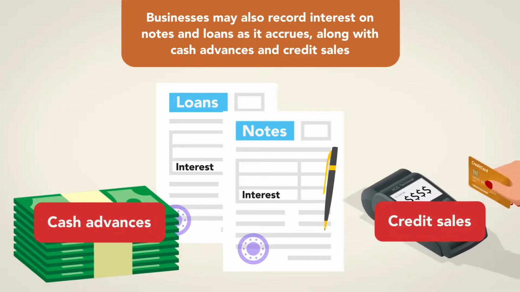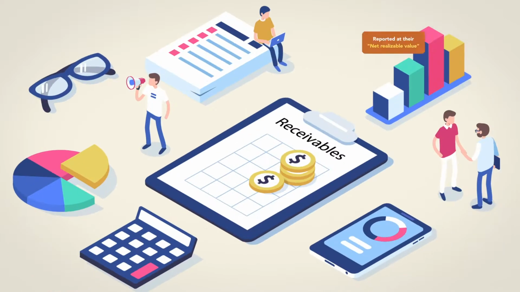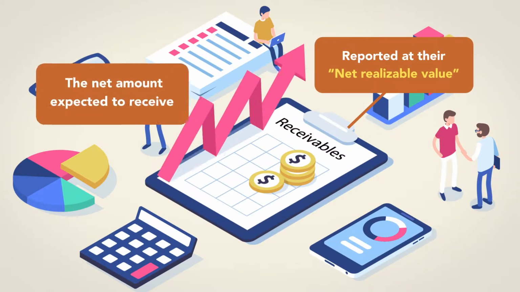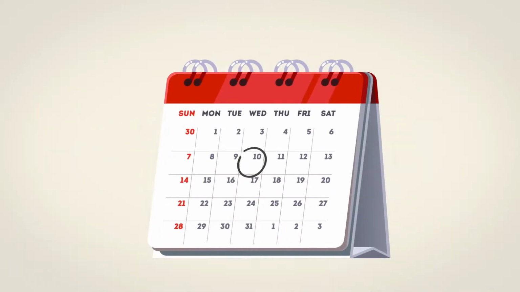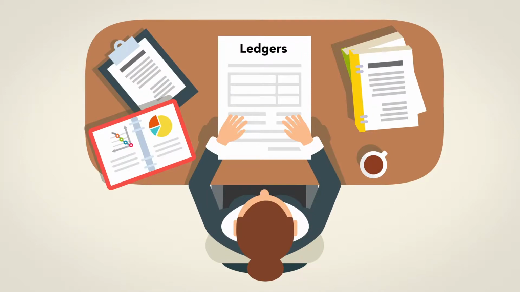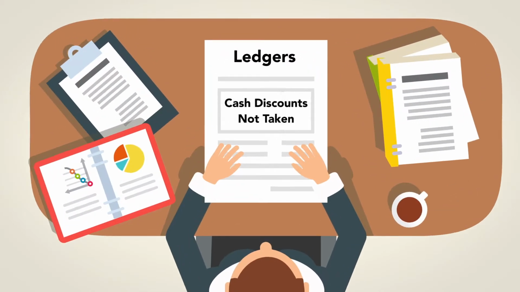Receivables are typically reported at their net realizable value, which is the net amount the business expects to receive. If the date at which a buyer's eligibility to take a cash discount passes, then the seller would make an adjustment to its ledgers in an account called cash discounts not taken.